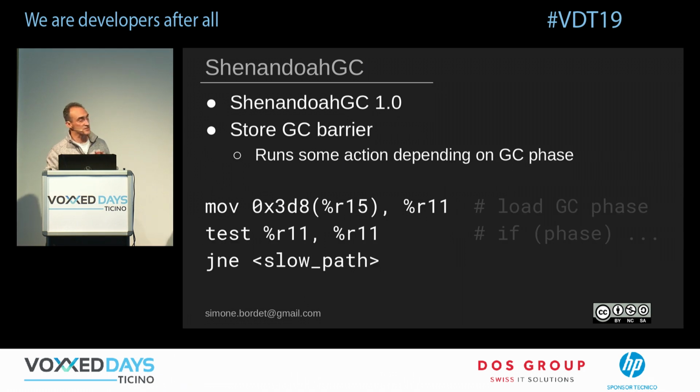Shenandoah also uses write barriers, not only load barriers. ZGC only does load barriers, but Shenandoah also has write barriers. The write barrier is very similar to the other one. It says, okay, let's load some GC state here, and then compare the GC state. For example, this operation says, is the GC state 0, right? If it is not, then take a slow path, and then you have to do things.